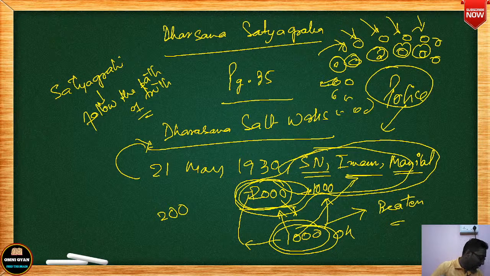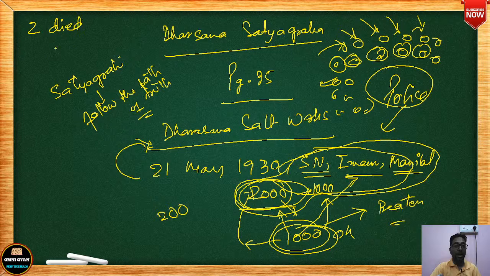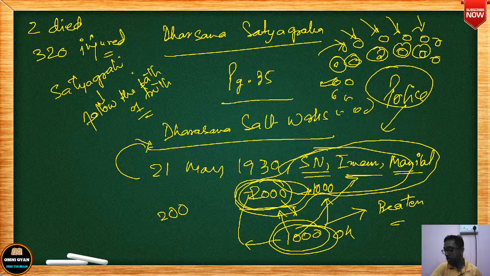By 11 a.m., the toll was 2 dead and 320 injured. So out of these, 2 died and 320 of the satyagrahis got injured. A huge number got injured. It was a height of non-violence and courage unparalleled in history.